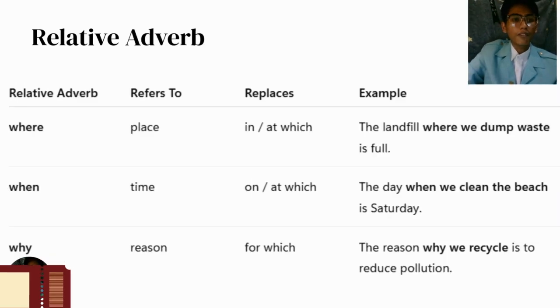And then next we have relative adverb. Relative adverb, I think it is taken from the adverb. We have adverb of place, adverb of time, and also adverb of condition. But we are not going to use the condition one because there are only where, when, and why.